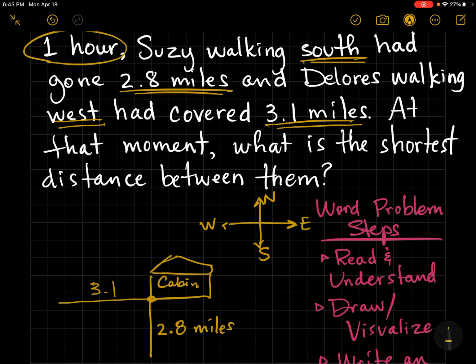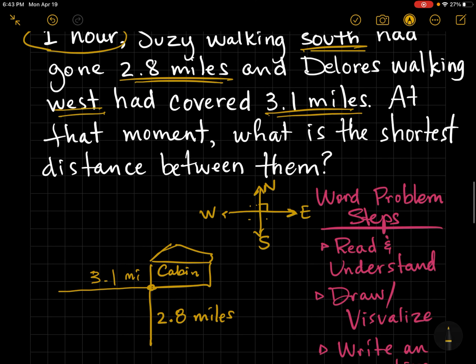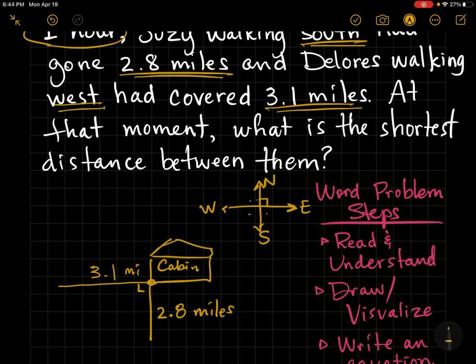And I think it's important to acknowledge that the compass rose is at a 90-degree angle. So we have 4 90-degree angles here. So we have a right triangle, and we want to know how far apart Dolores and Susie are. So the shortest route is definitely a straight line. I'm going to call that X.